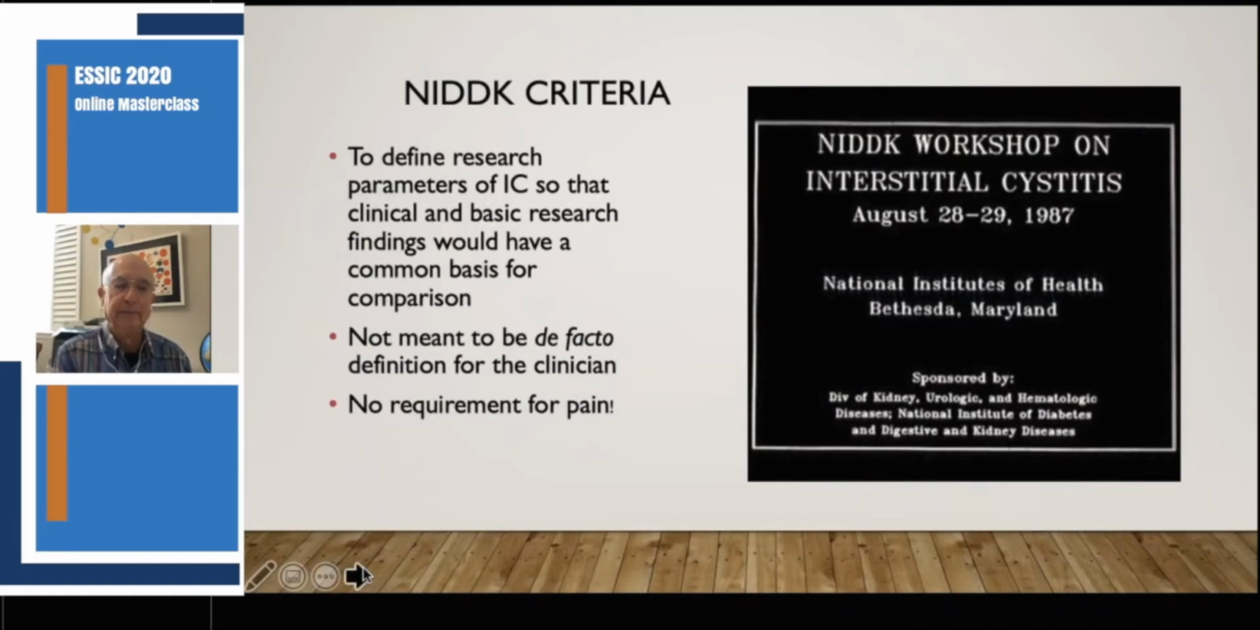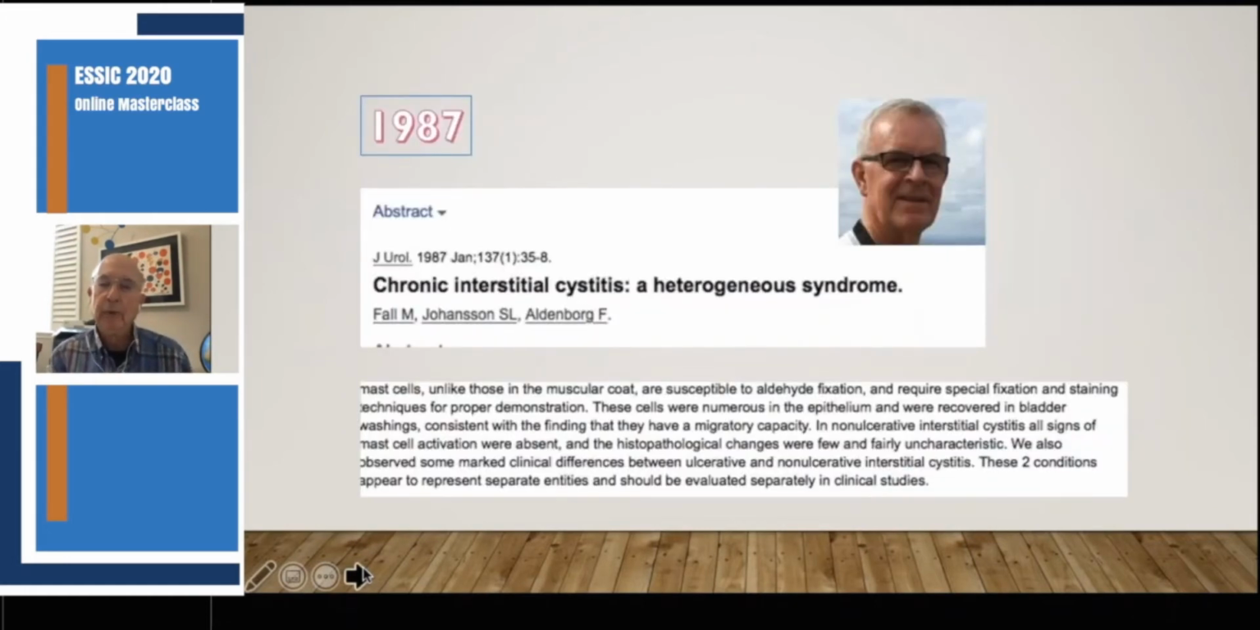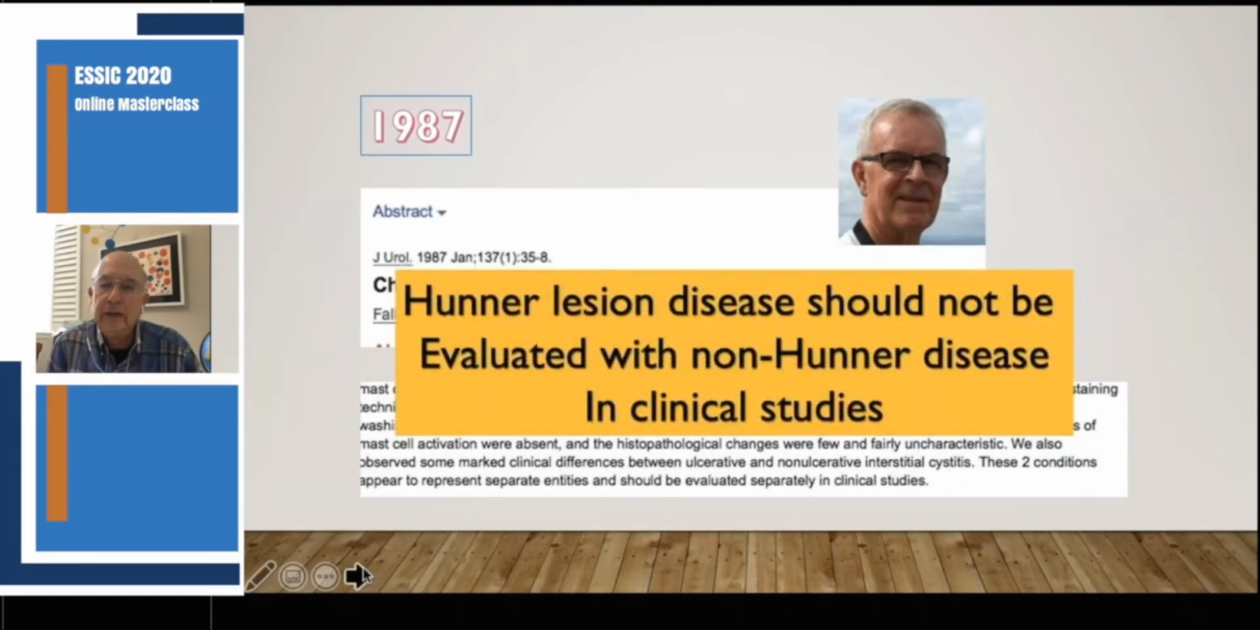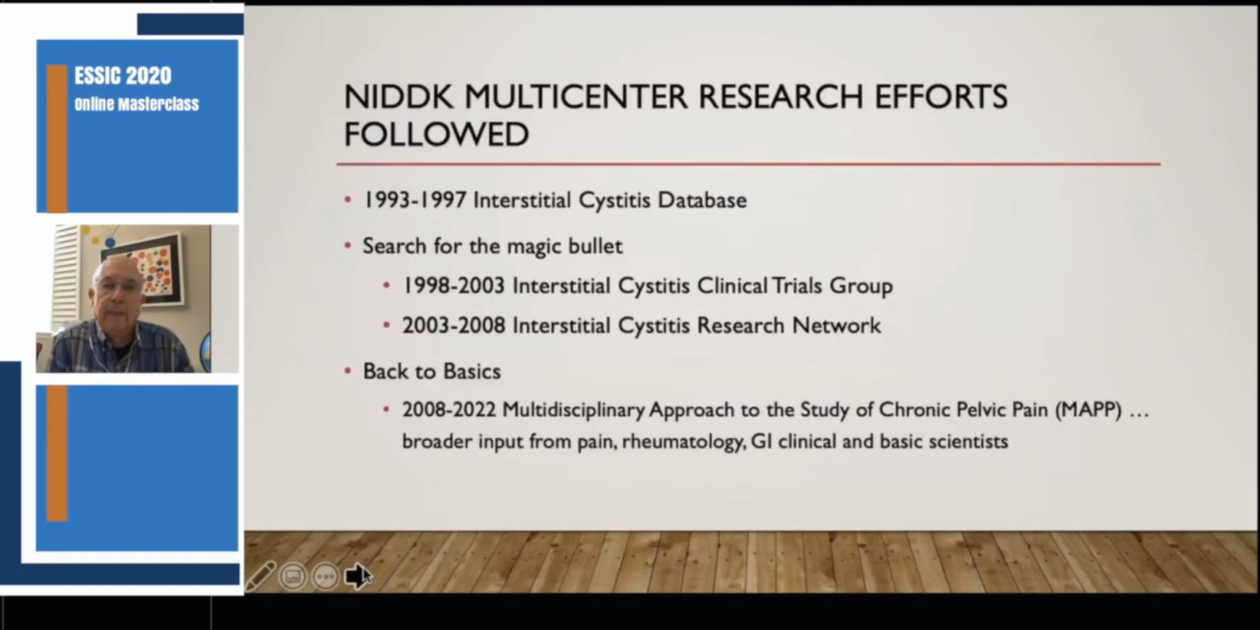same set of patients. Now, a paper was published that same year by Magnus Fall, a urologist in Sweden. And in this paper, he said that Hunter lesion disease should not be evaluated with non-Hunter lesion disease in clinical studies. Unfortunately, no one paid much attention to this paper for 30 years, but it was prescient and turns out to be one of the most important papers in the history of interstitial cystitis bladder pain syndrome.